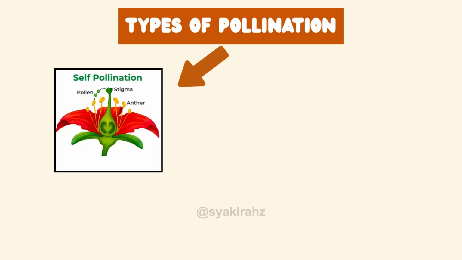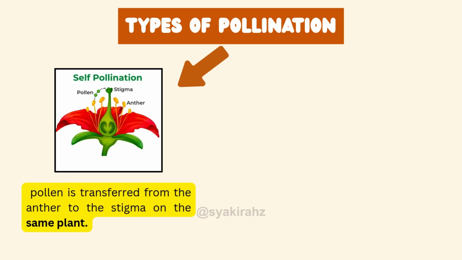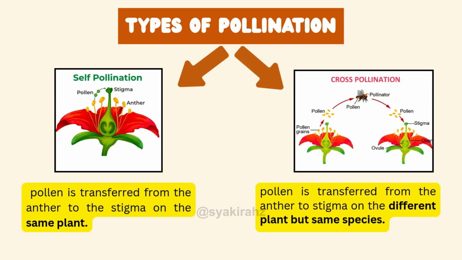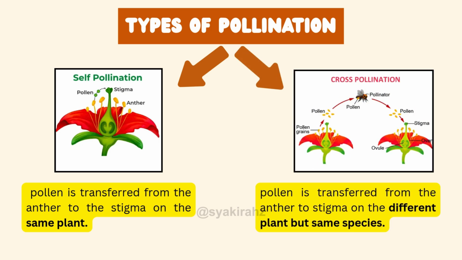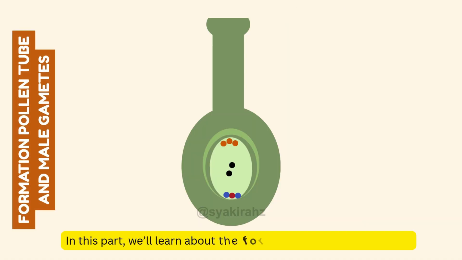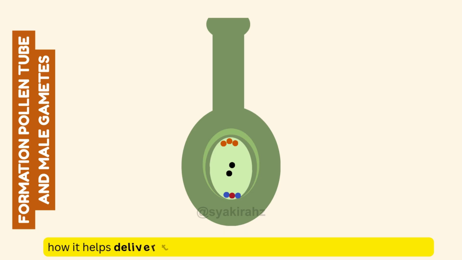First, self-pollination, where pollen is transferred from the anther to the stigma on the same plant. Second, cross-pollination, where pollen is transferred from the anther to stigma on a different plant but of the same species. In this part, we'll learn about the formation of the pollen tube and how it helps deliver the male gametes to the embryo sac for fertilization.